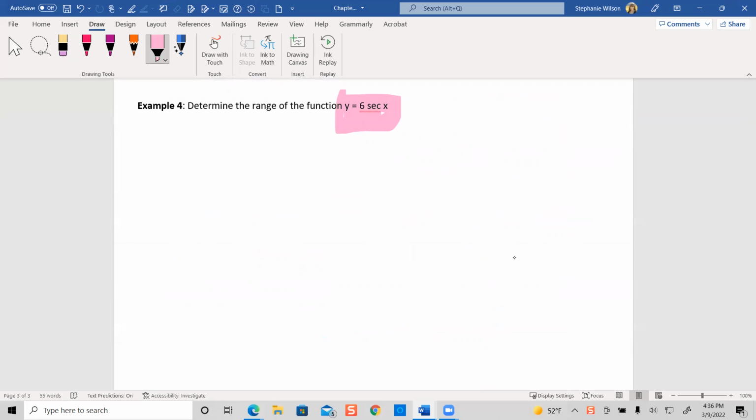All right. So because secant is 1 over cosine, we're going to transform about the cosine. So we're going to take the original cosine and transform about that. Okay. So now when I do that, I got this.